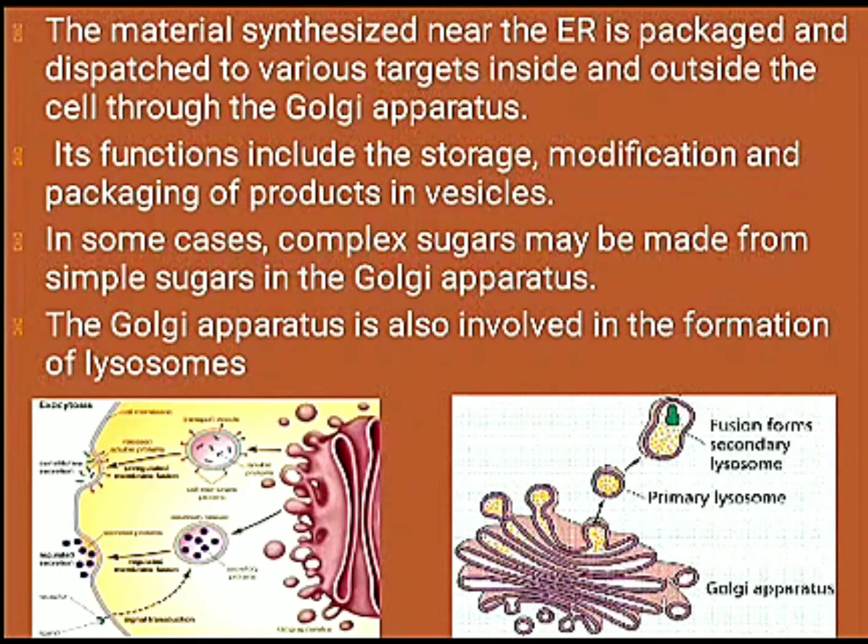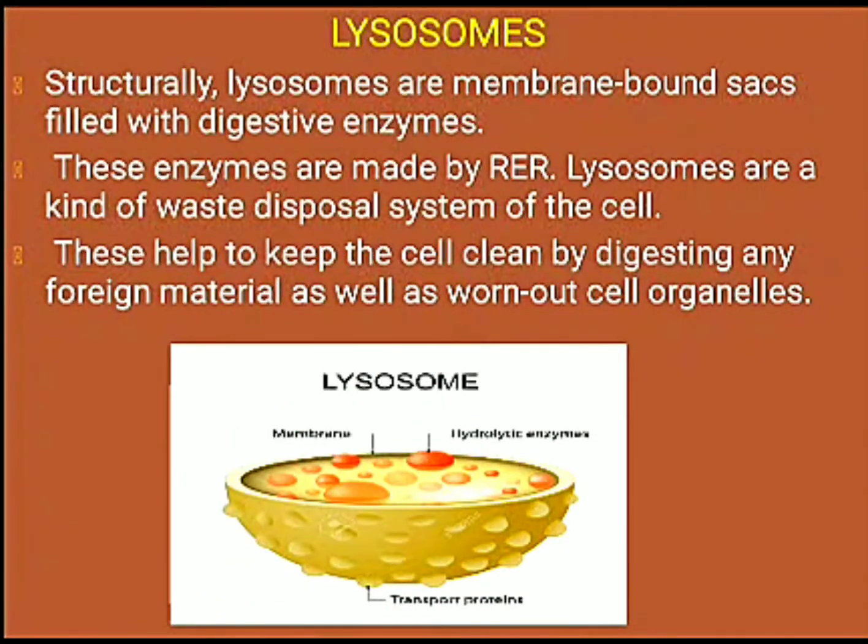Friends, we have already studied that inside endoplasmic reticulum, some proteins and fats convert into enzymes. When these enzymes are packaged by Golgi apparatus, it gives birth to a new organelle which is called lysosomes. Now let us understand what are lysosomes. Structurally, lysosomes are also membrane-bound sacs filled with digestive enzymes. These enzymes are made by RER, that is rough endoplasmic reticulum.